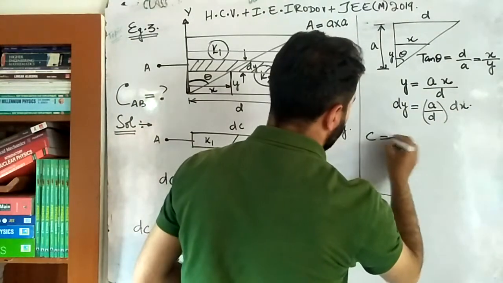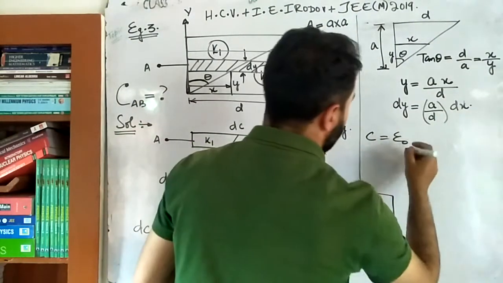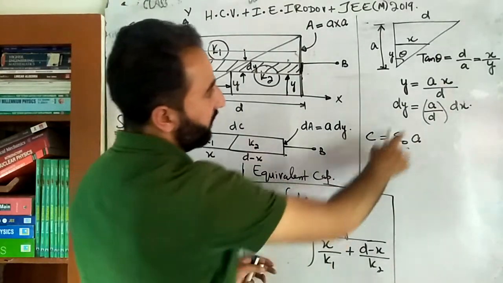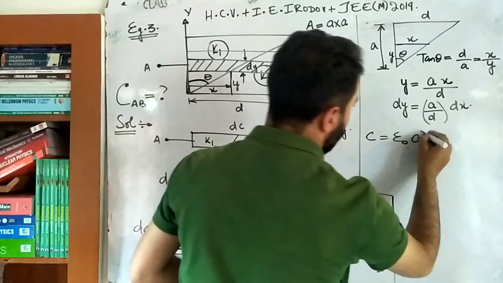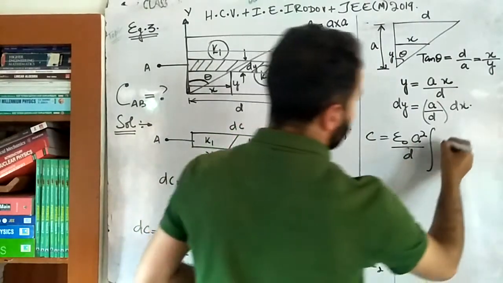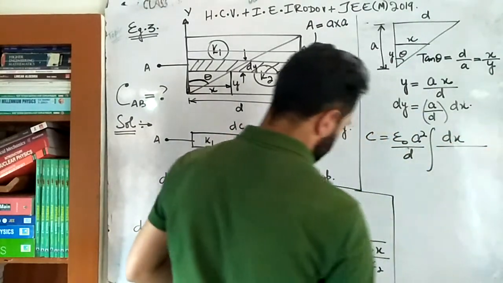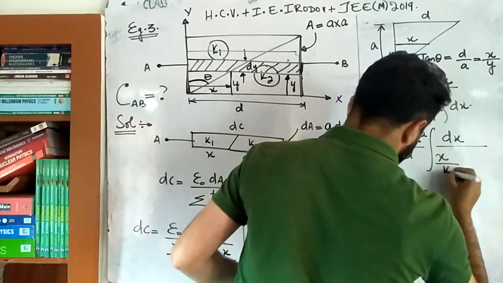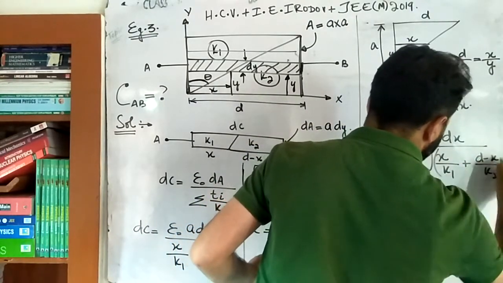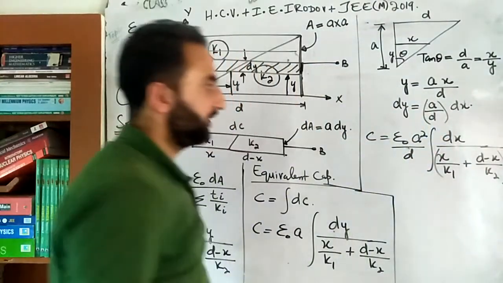C will be equal to epsilon naught multiplied by a multiplied by a. Then dy will be replaced by what? a by d into dx. So it will be a square divided by d. Then integration of dy, what will we write instead? dx divided by x divided by k1 plus d minus x divided by k2.